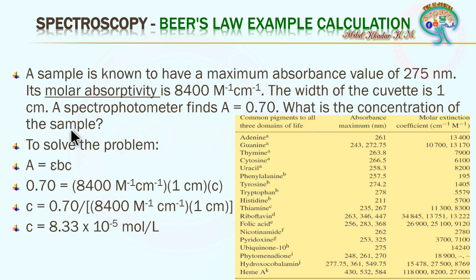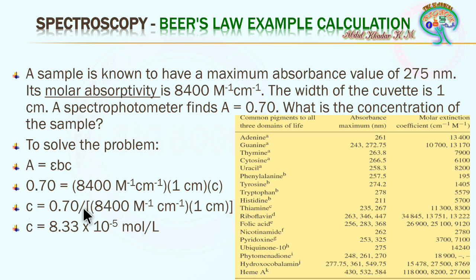What is the concentration of the sample? Now here, as per the absorbance, the molar absorptivity and the length of the cuvette, we are going to take the readings and subject them to the formula, Beer's law. So the absorbance 0.70 will be subjected with the epsilon 8400 per molar per centimeter, and length b, that is 1 centimeter, and C is to be calculated, that is the concentration of the substance.